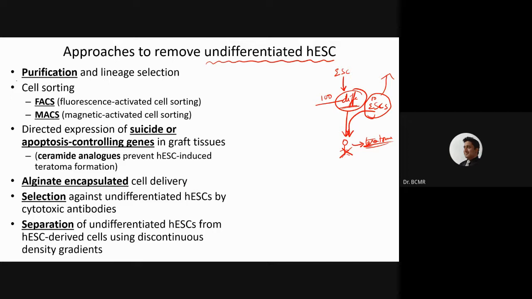So the focus of today's class will be about FACS and MACS. Okay, we will see in the next slides, but I would also want to touch upon the other ideas that are present here. One of the ideas is to put in apoptosis controlling genes or so. I think you haven't studied genetic engineering of such sorts, but molecular biology wise, you might be able to understand a little bit of it.